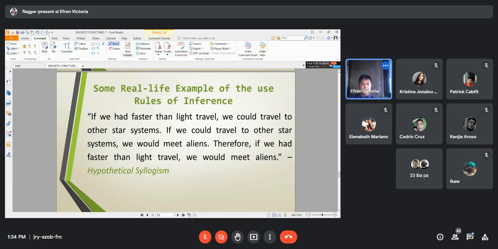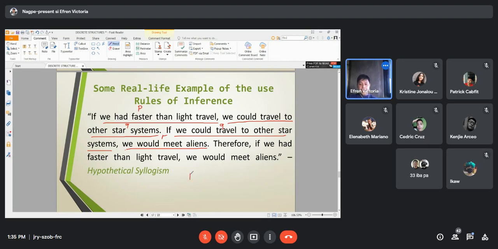So let us first identify the propositional variable. So ito ay P: we had faster than light travel. So we could travel to other star system, ito ay Q. So if we could travel to other star systems, so this is also Q based dun sa taas. Then we would meet aliens, so R. So ito yung mga premise natin. Ito yung conclusion nasa baba eh.